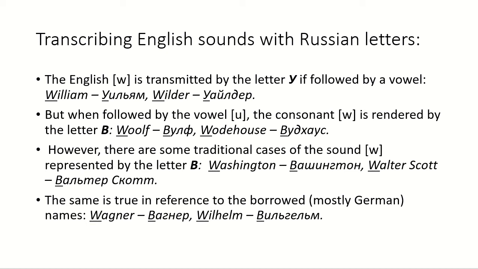However, there are some traditional cases of the sound W represented by the letter V, like in these examples, Washington, Walter. In Russian it is Walter Scott. So in the English variant it is Walter Scott. Okay, the same is true in reference to the borrowed, mostly German names. For example, the name Wagner is rendered like Wagner. Wilhelm is an example of such borrowed names.